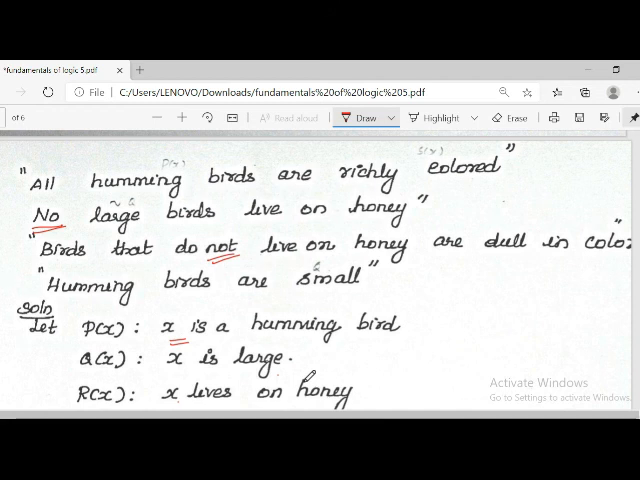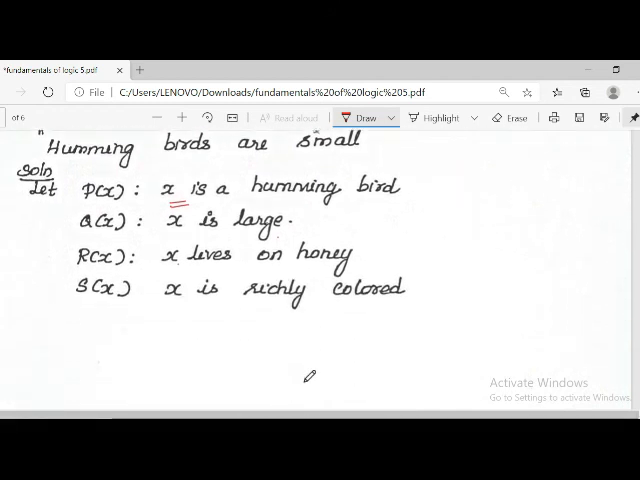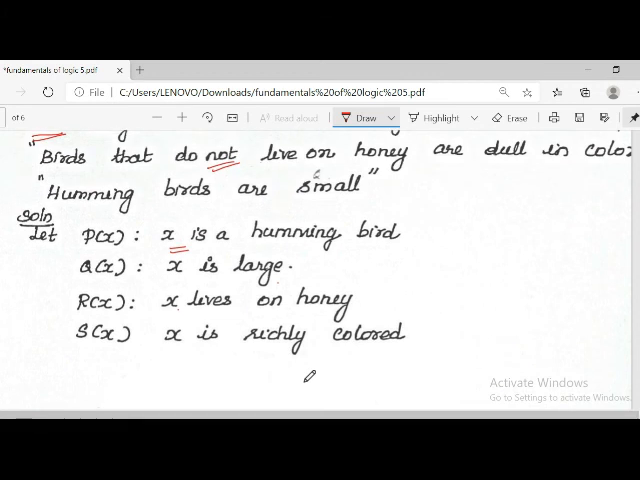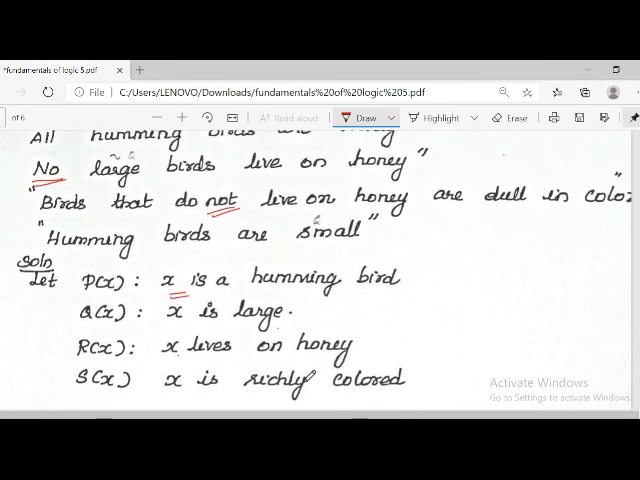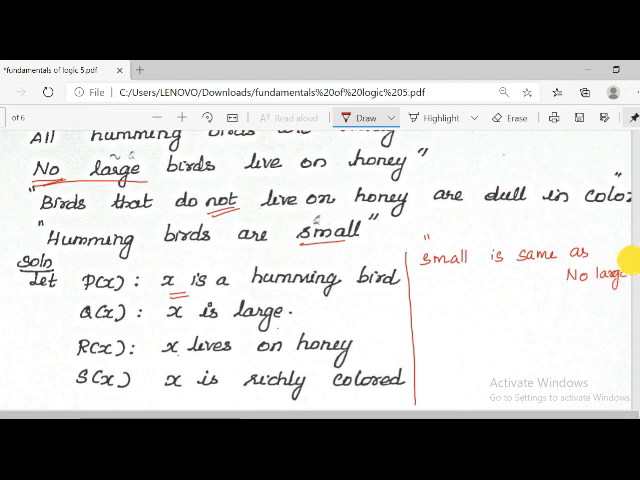Assuming the domain consists of all birds, we have to assume that the domain consists of all birds. Express the statements in the argument using quantifiers and P of x, Q of x, R of x and S of x. One thing we can notice is that there are some similar words mentioned here. Small, no large, it is given here. So can we say that small is the same as no large? We can write like this, small is the same as no large.